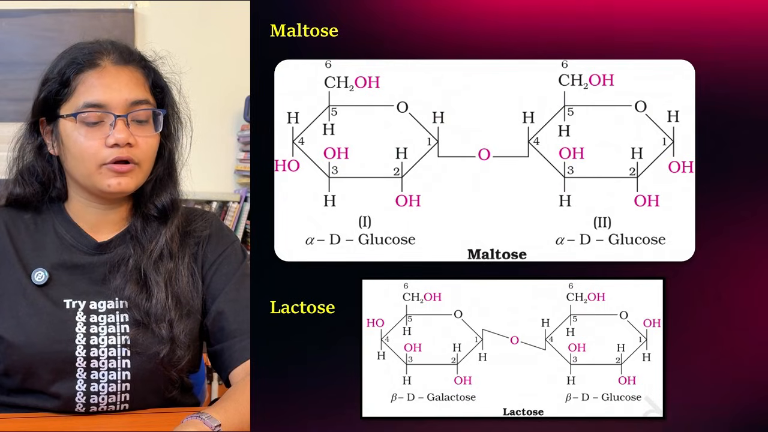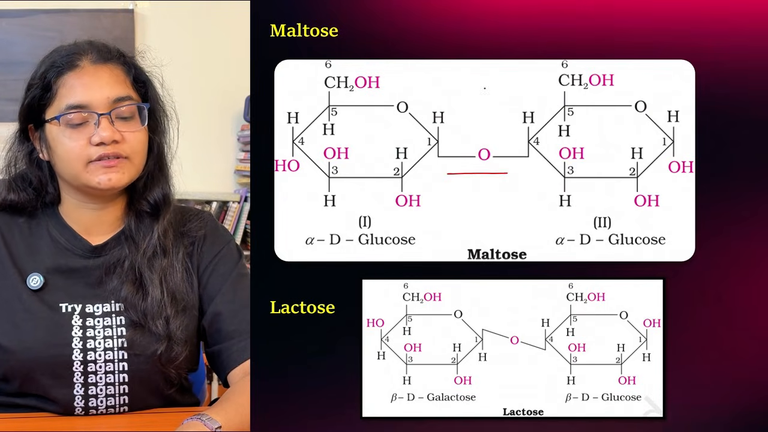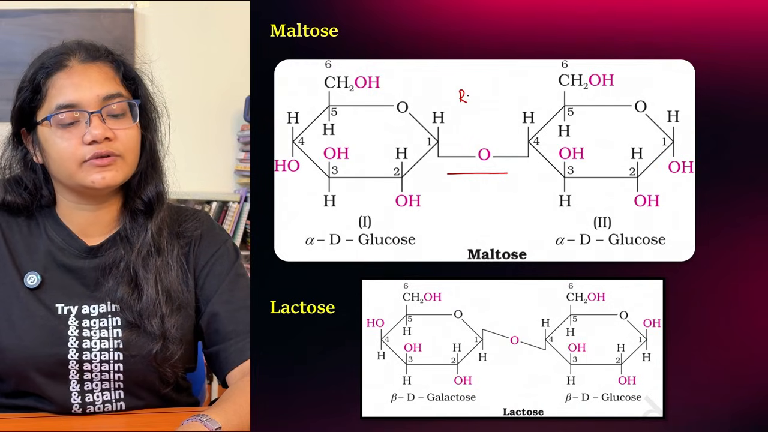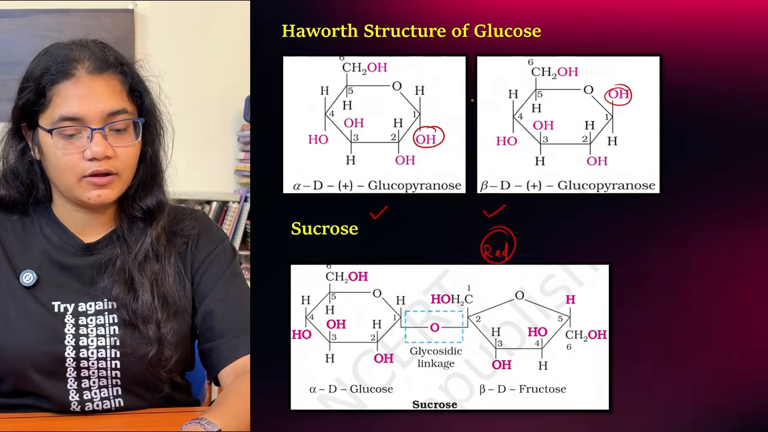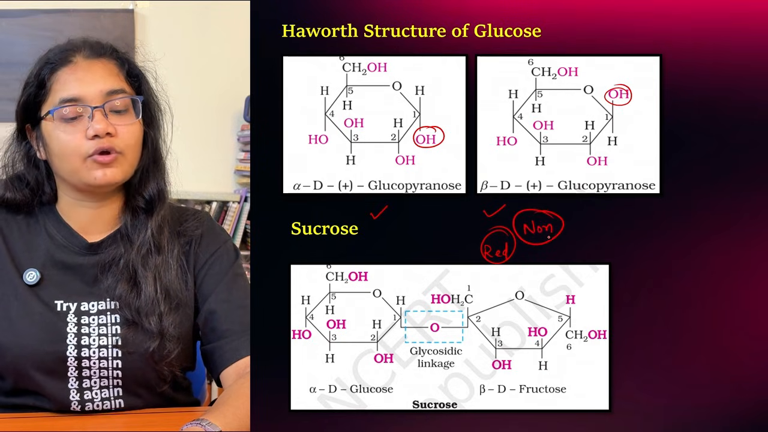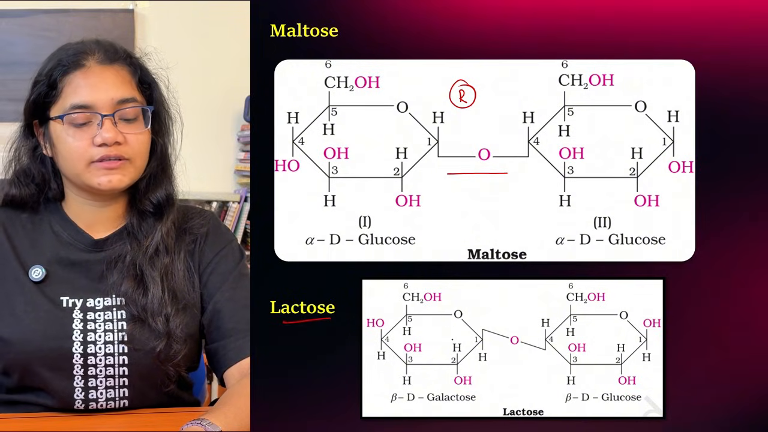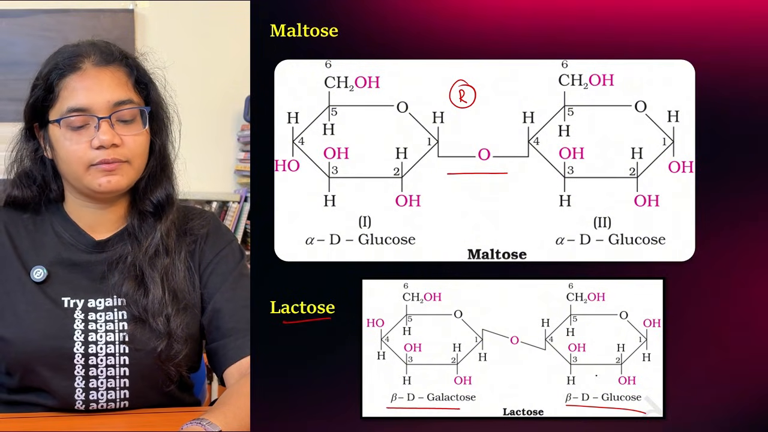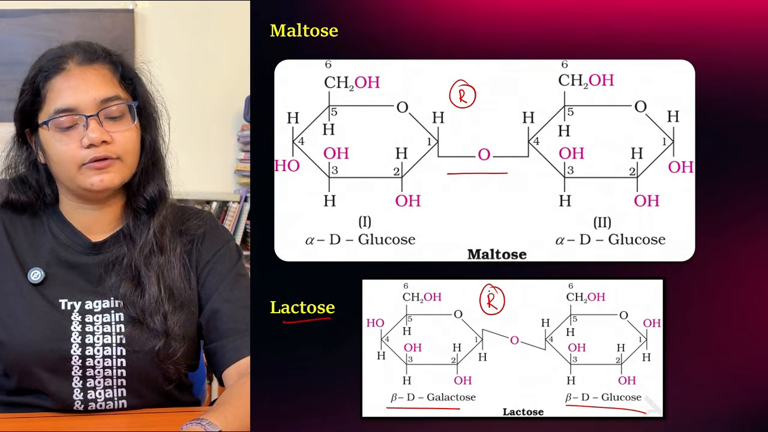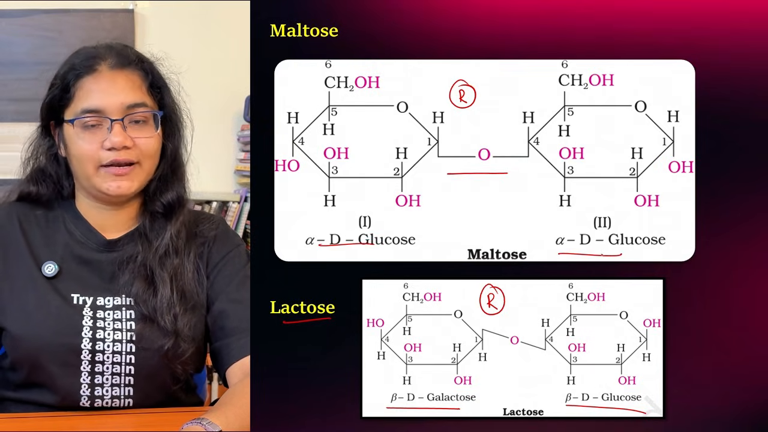Next, we'll talk about maltose. You can see here the structure of maltose is important. Please remember, this also is a reducing sugar. One more thing, sucrose I have mentioned here as reducing. Please correct it. This is a non-reducing sugar. Next, we'll talk about lactose. Again, this is made up of beta D galactose and beta D glucose. This is also a reducing sugar. And maltose is made up of 2 alpha D glucose units.